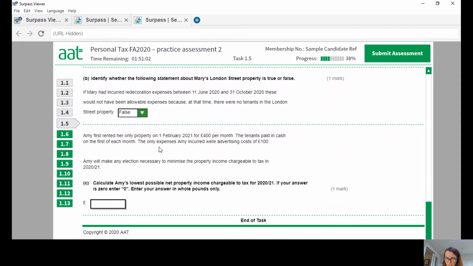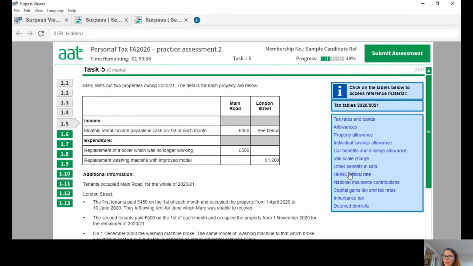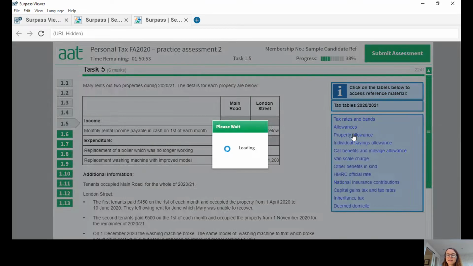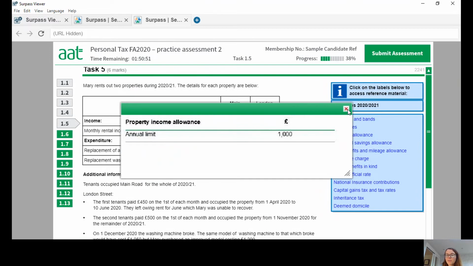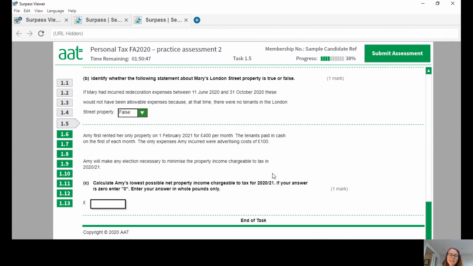Right, so we've got that property allowance. I think it tells us about that up here, does it? Oh, here we are, property allowance. It's literally £1,000, that's all it tells us. So what that means is that she can elect to take the property allowance and deduct £1,000 rather than just this 100. So obviously the more she can deduct, the less tax she's going to pay. So that sounds like a good idea.